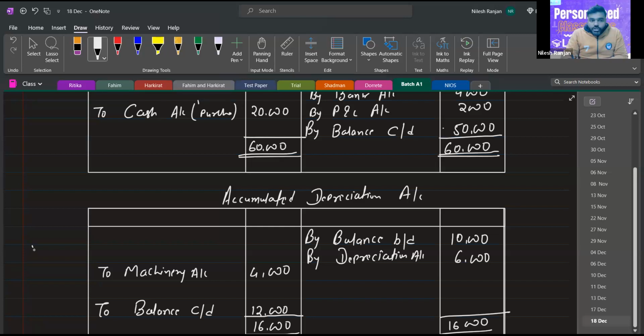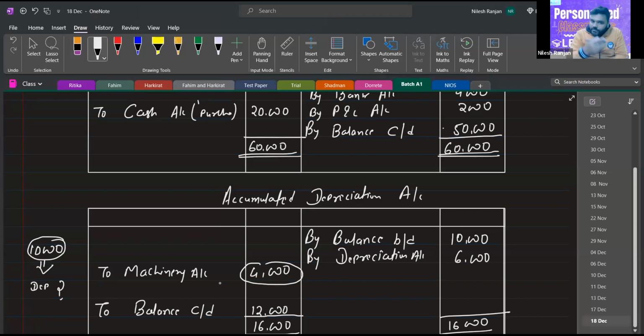Okay, sir. In the question, it is given that the machine value was 10,000, but the depreciation charged on this machine, we don't know. So that's why we have calculated this amount. Okay. So we have calculated this, and the total depreciation on that machine was 4,000.